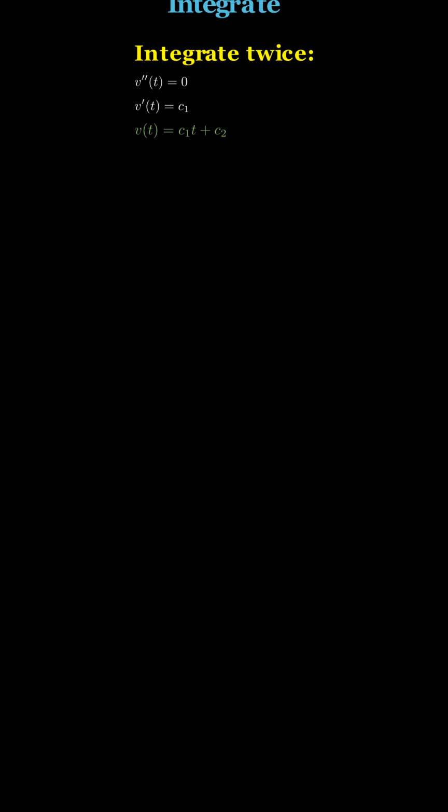Now we substitute these expressions back into the original differential equation. After substitution and collecting like terms, most terms cancel out, leaving us with v'' = 0. We integrate twice. The first integration gives v' = c1. And the second gives v = c1t + c2.